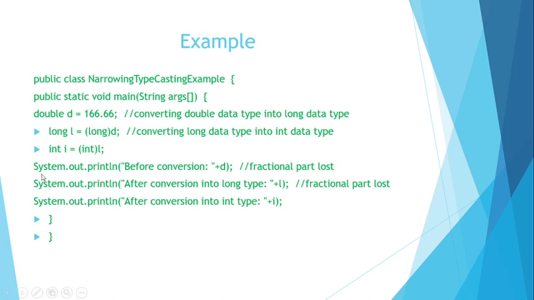In the same way, we can do it with int. Int is my target, so I take an int variable as a target. Then I use int in brackets for type conversion, and then the variable which I want to convert. I want to convert the long value, so I used l here. Then System.out.println gives me the output before conversion and after conversion.